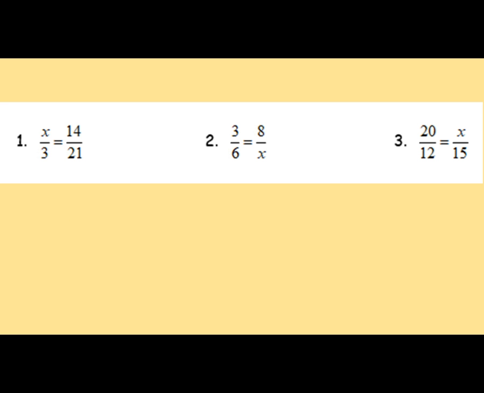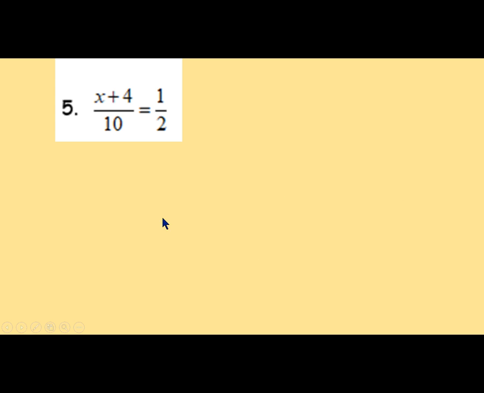So one of the key things to do in these problems is being able to cross-multiply properly. So let's take a minute and try this. Here are three problems. Cross-multiply and solve for x. And in the first problem, we get x is 2. In the second one, x is 16. And in the last one, x is equal to 25.